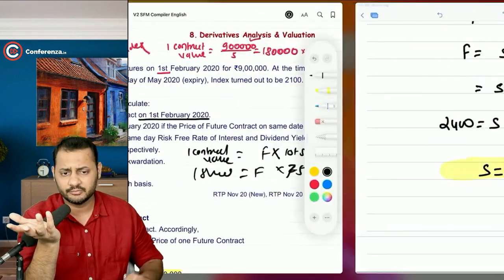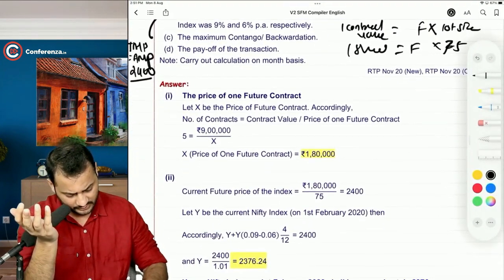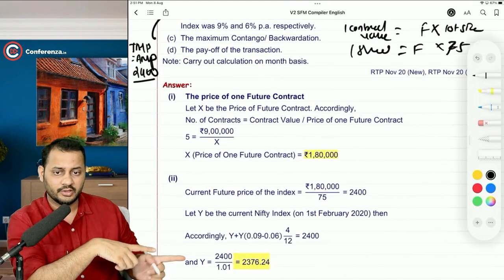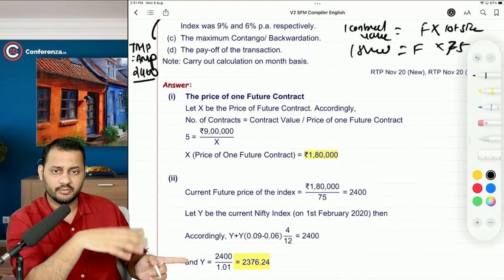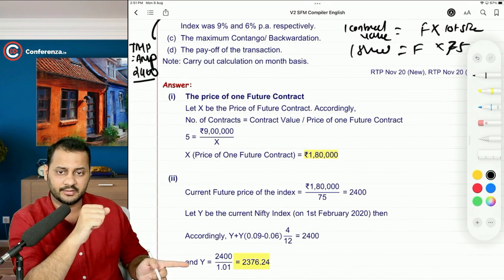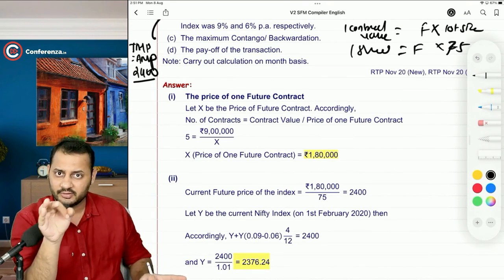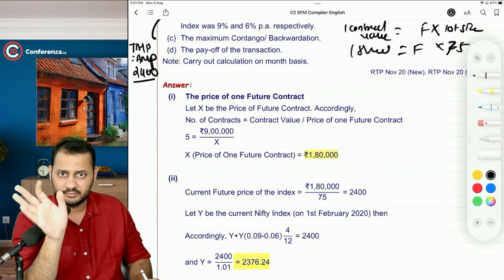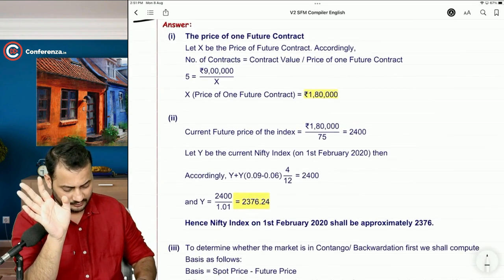Reverse calculation, simple. Let's do the calculation now. 2376.24. Simple calculation, no continuous compounding, because nothing is given in the question, right? So the second part is very clear to you, right? The second part is clear to you. Now comes the third part.